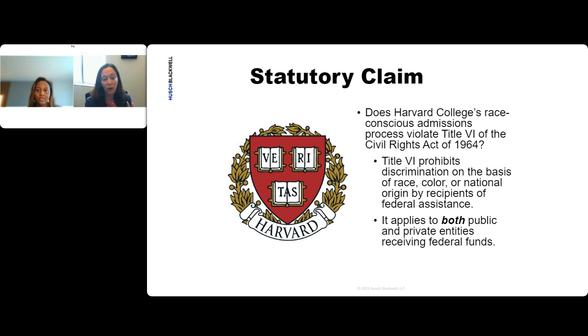So rather, the arguments that are being made are under Title VI, which is the federal law prohibiting recipients of federal financial assistance, both public and private, from discriminating on the basis of race, color, and national origin. And in prior precedent, the Supreme Court has held that Title VI imposes the same standard that the Equal Protection Clause imposes on state actors. So the question is whether Harvard's race-conscious admissions process violates Title VI.